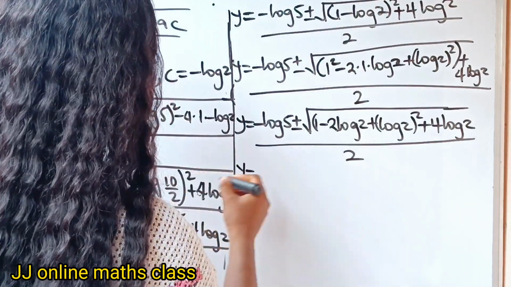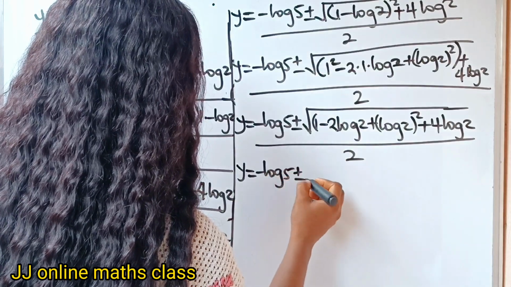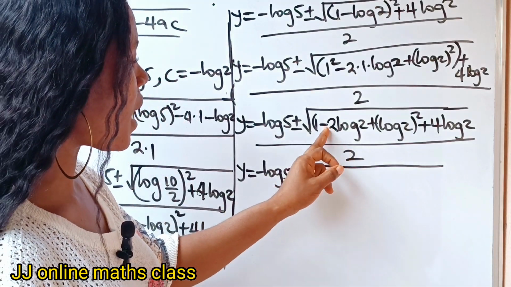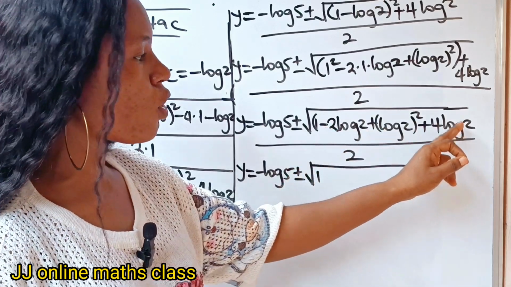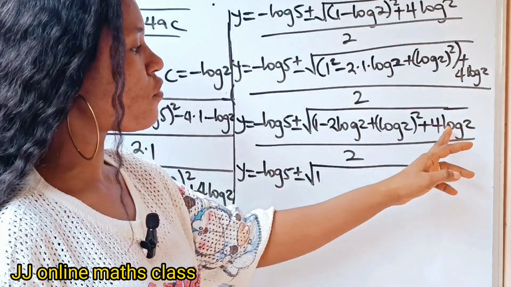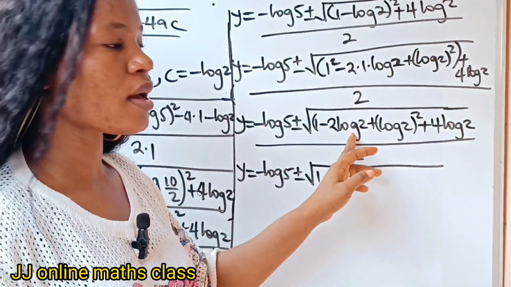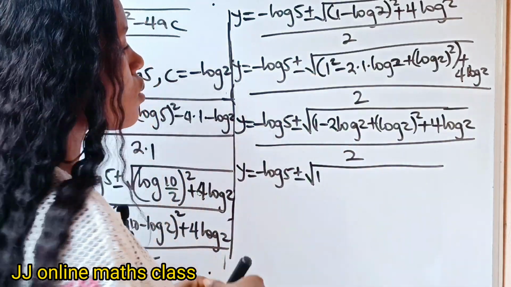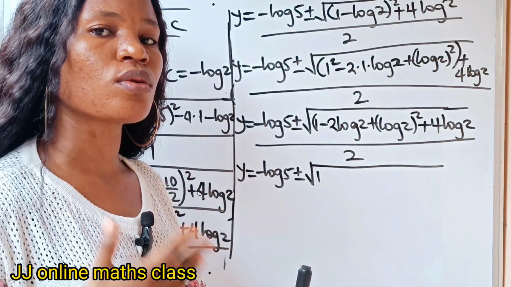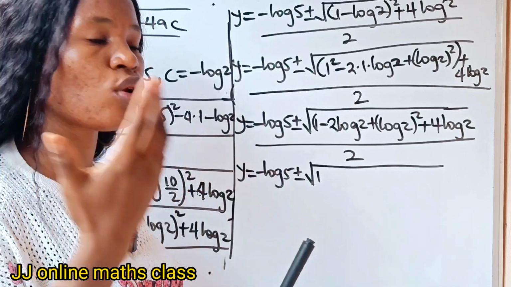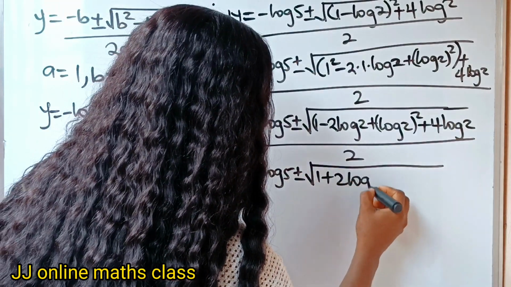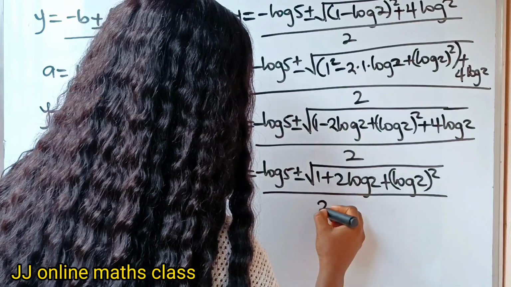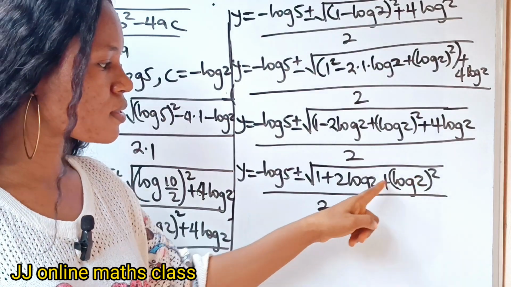Now we have that our y is equal to minus log 5 plus or minus square root of. Now we have 1. Now see that minus 2 log 2 and plus 4 log 2, they are similar, right? So it's just like saying 4 oranges minus 2 oranges. They have log 2 and log 2 in common. So it's just like saying 4 oranges minus 2 oranges, which will give us 2 oranges, right? So 4 log 2 minus 2 log 2 is going to give us plus 2 log 2. So we're going to have plus 2 log 2, plus log 2 squared, everything divided by 2.